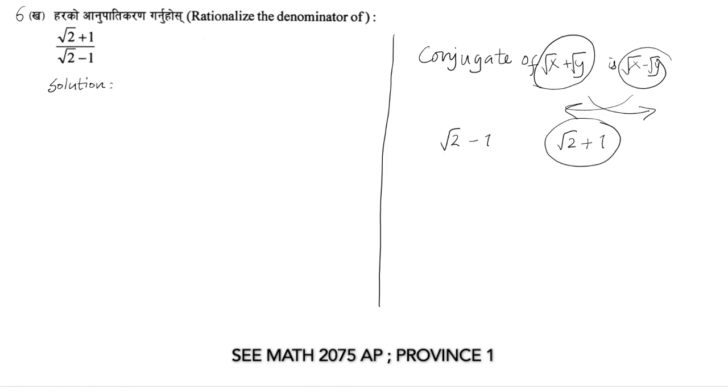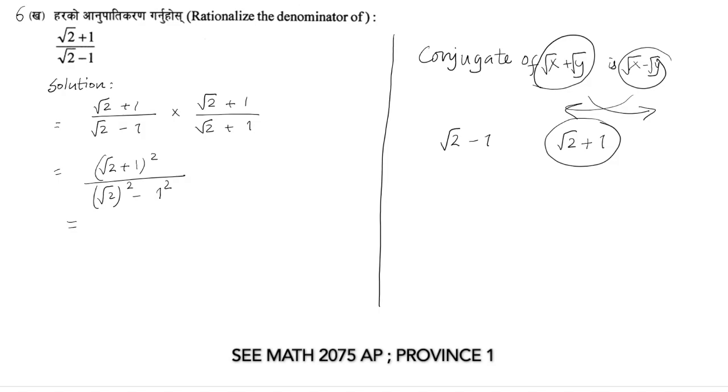Solution. We have root 2 plus 1 divided by root 2 minus 1. So we multiply by root 2 plus 1 divided by root 2 plus 1. While we multiply these two, the numerator is a perfect square, that is root 2 plus 1 whole squared, divided by this one, which is a square minus b square. So if we open this bracket, this is root 2 squared plus 2 root 2 dot 1 plus 1 squared, the simple formula, and here we get 2 minus 1, right?